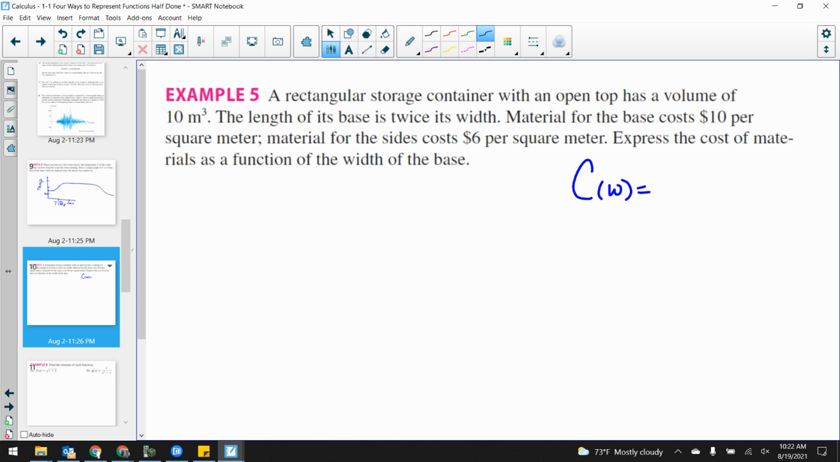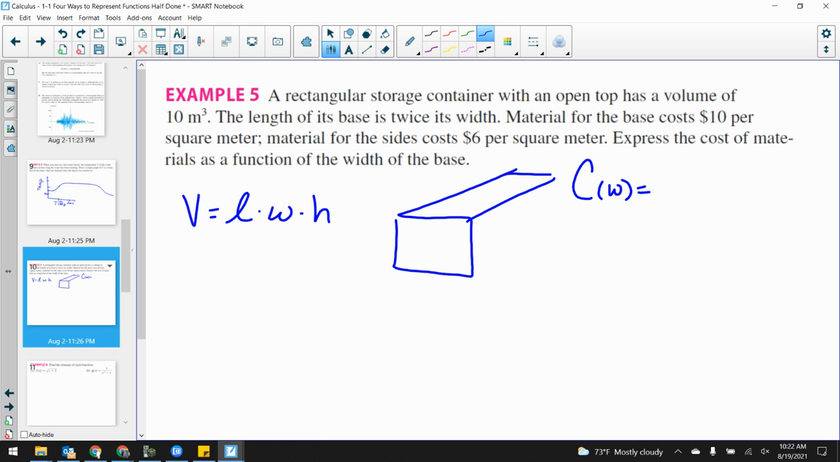All right, so I know my storage container has to have a volume of 10. So I know volume is equal to length times width times height. Let's draw this. It's always a good idea to visually see what's going on and see if that can assist you in solving the problem. Let's make this length, width, and height.